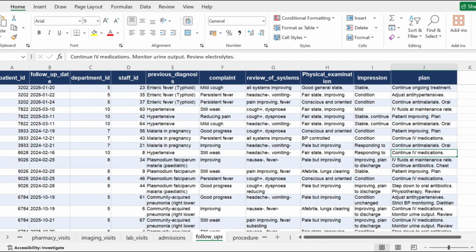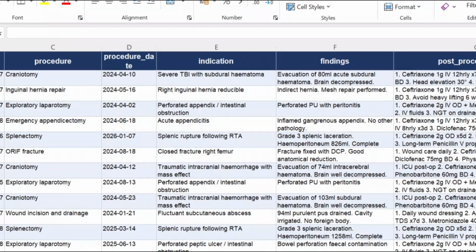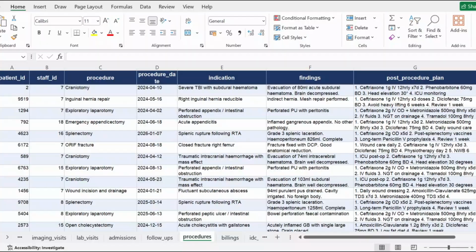These records contain review dates, clinical progress notes, treatment adjustments, and future management plans. Analyzing follow-up data helps us understand treatment effectiveness and patient retention within the healthcare system. The procedures table comes next. This sheet contains information about medical and surgical procedures performed within the hospital. Procedures may range from minor interventions to major surgical operations. This dataset allows us to study procedure volumes, utilization trends, and outcomes across different specialties.